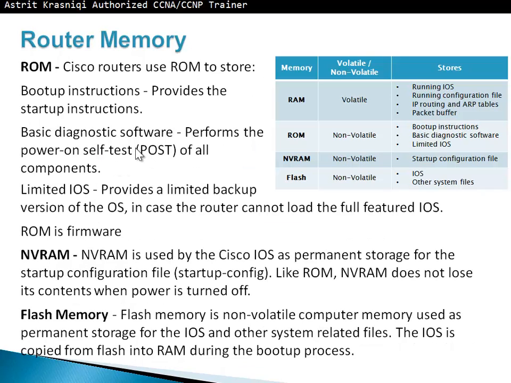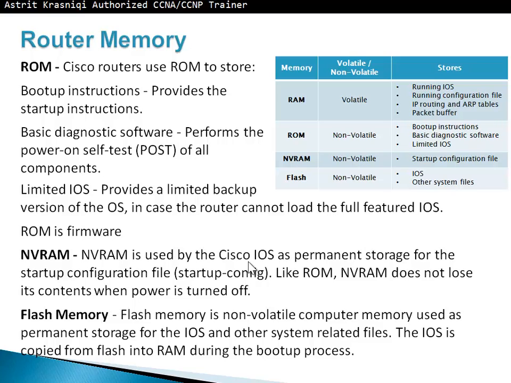Then we move on to ROM, read-only memory. Cisco routers use ROM to store the bootup instructions. The bootup instructions provide the startup instructions, what to do. Once a router boots up, it goes and reads the ROM: hey, ROM, what do I do? What's my next job? In there, we have basic diagnostic software that performs power-on self-test of all components. Power-on self-test, you should know, is something all computers do. As soon as you boot them up, they test everything. They test the memory, the motherboard, all the devices, making sure that everything is there and working.